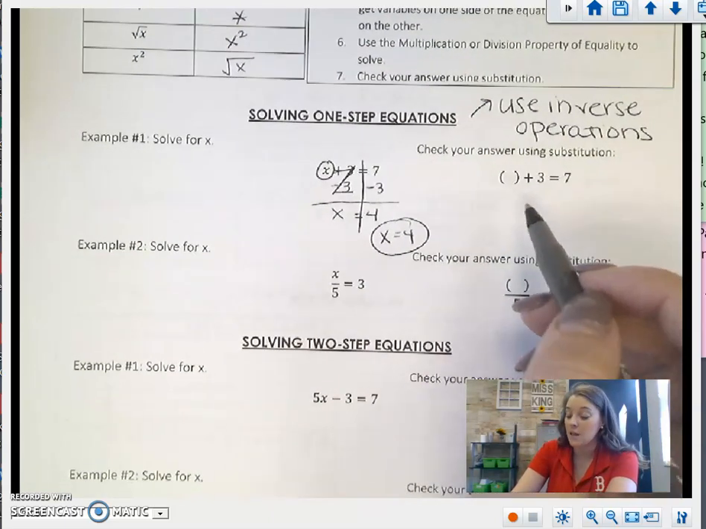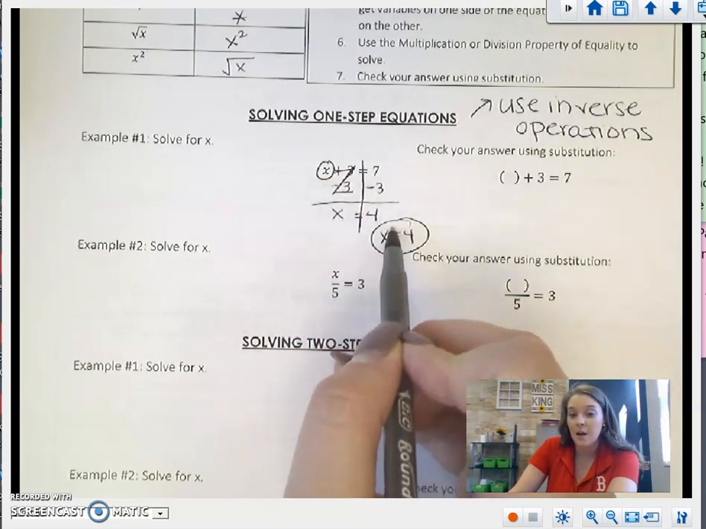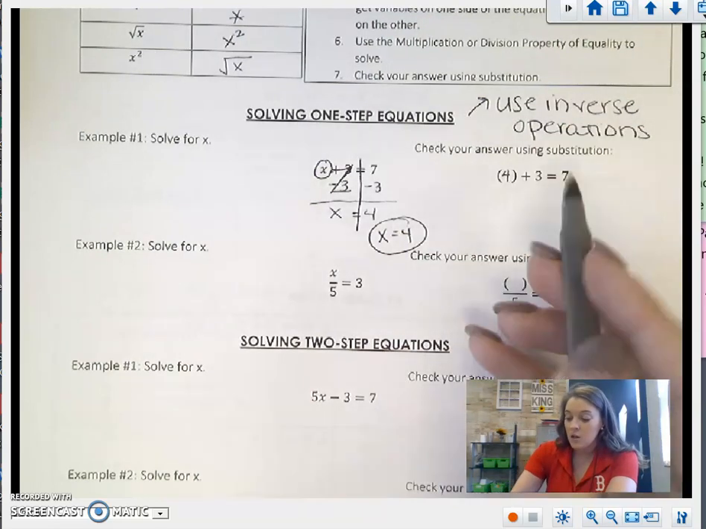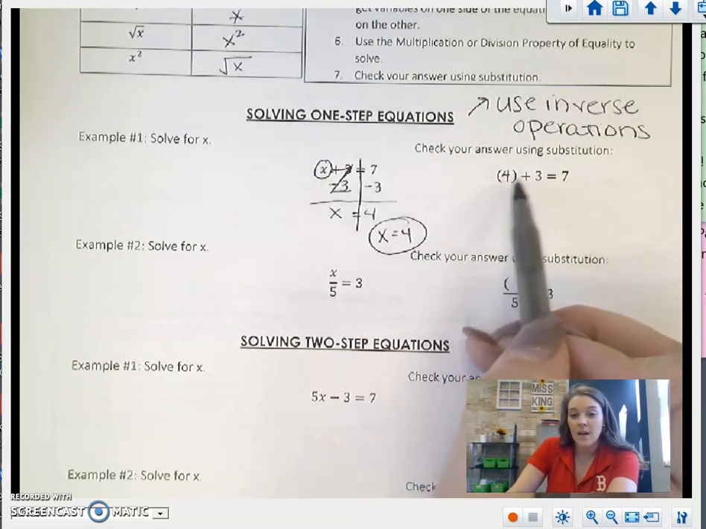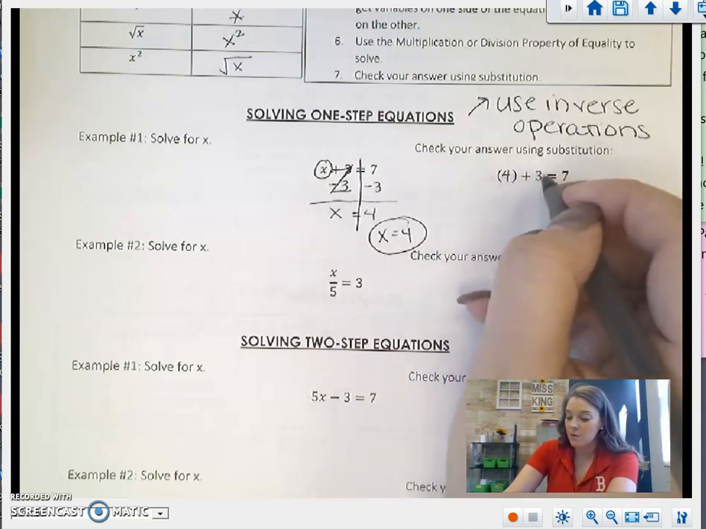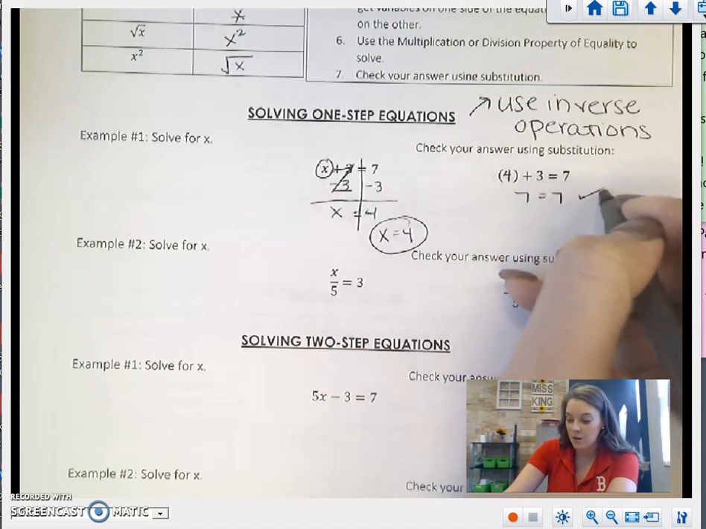I can check my answer. So everywhere I had an x, I'm going to substitute a 4. So when I plug 4 in for x, I have 4 plus 3 equals 7. 4 plus 3 is 7, equals 7. I got it right.